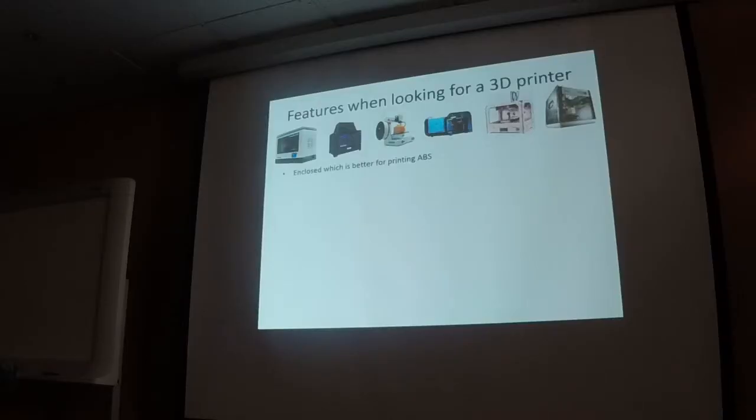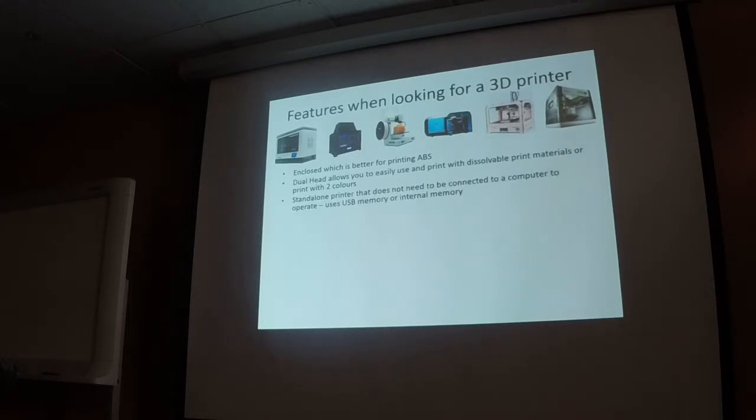So, features when looking for a printer. Closed is better when printing ABS. Dual head allows you to easily print dissolvable print materials, or print with two colours. A standalone printer that doesn't need connecting to a computer. A heated build bed. A self-leveling bed, these models are more expensive. Self-calibrating. A lot of them nowadays are coming out self-calibrating. The earlier versions don't, which means you have to calibrate every time, which can be a bit of a pain.